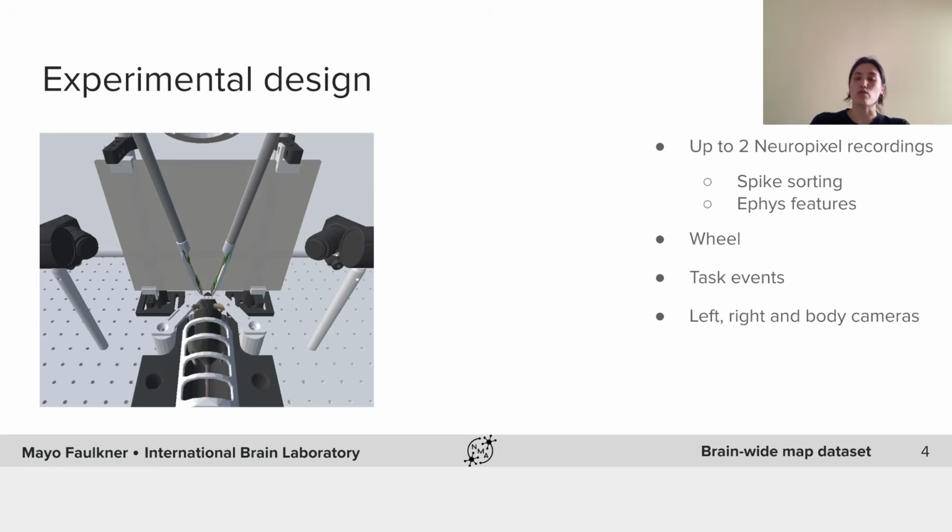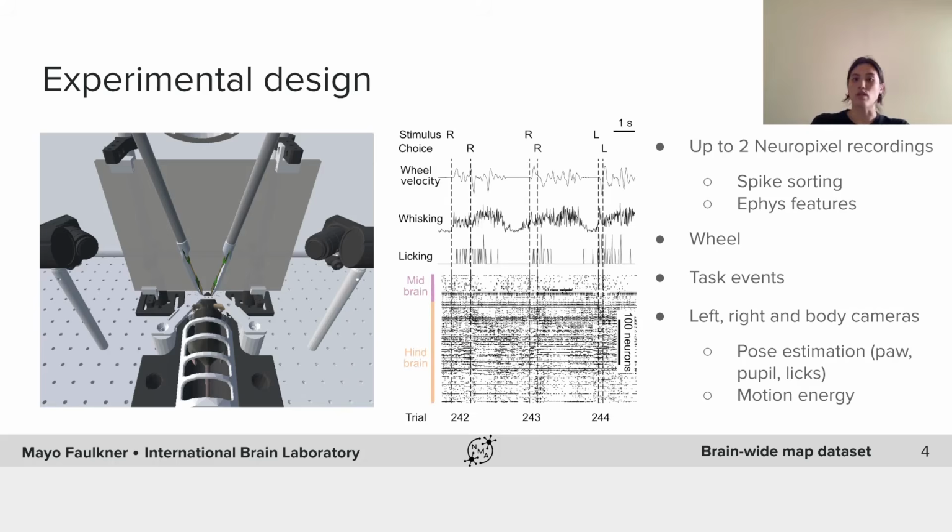We also recorded from 3 cameras, a left, right, and body camera, on which we performed pose estimation in order to track the paw and extract, for example, the pupil diameter. We also extracted the video motion energy in regions of interest on the different cameras. This meant that for each session, we have a rich dataset where we can link the neural activity to a wide range of different behavioral variables.